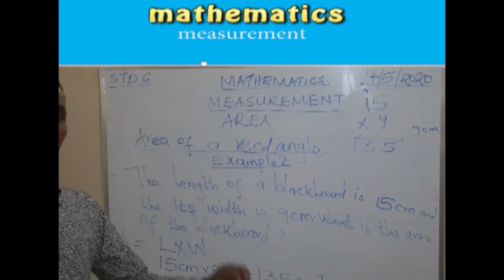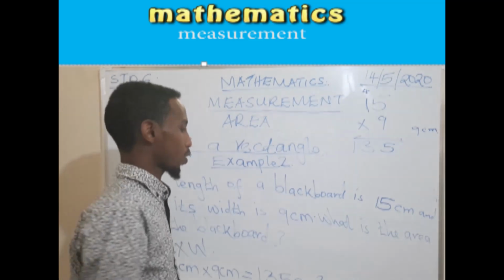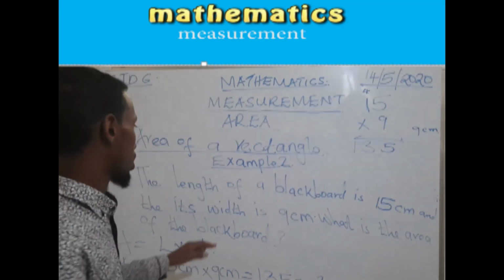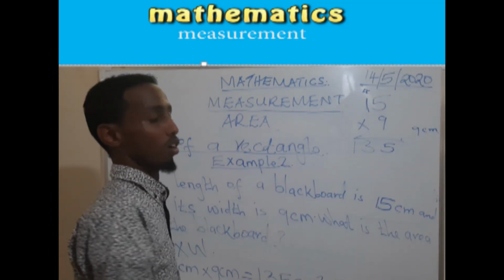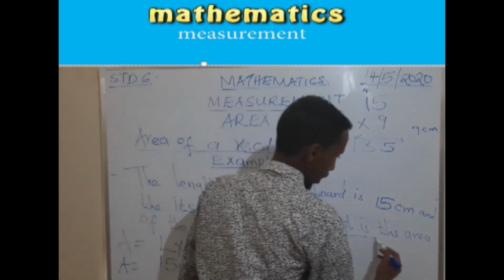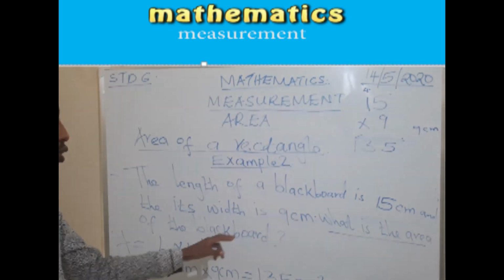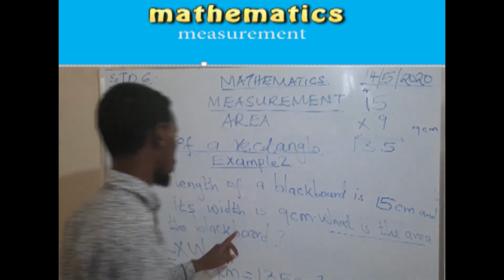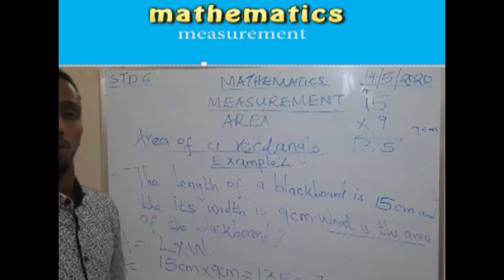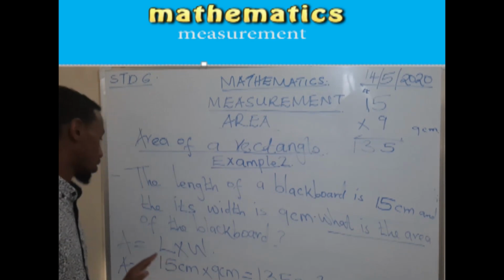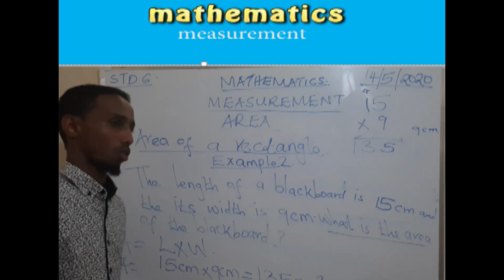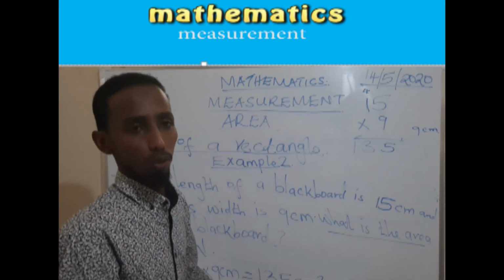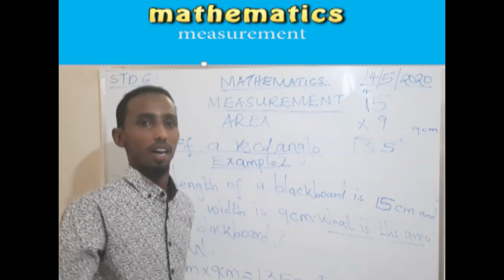Okay, for you to find the correct answer, you must identify the key words in the question. In the keywords, you must know what you have been asked to look for. You are asked to look for the area. You must also find out from the statement the length of that figure and the width of the figure. Then answer the question using the formula, which is area of a rectangle is length times width. Our length is 15 and our width is 9, therefore 15 times 9 to give you 135 square centimeters.